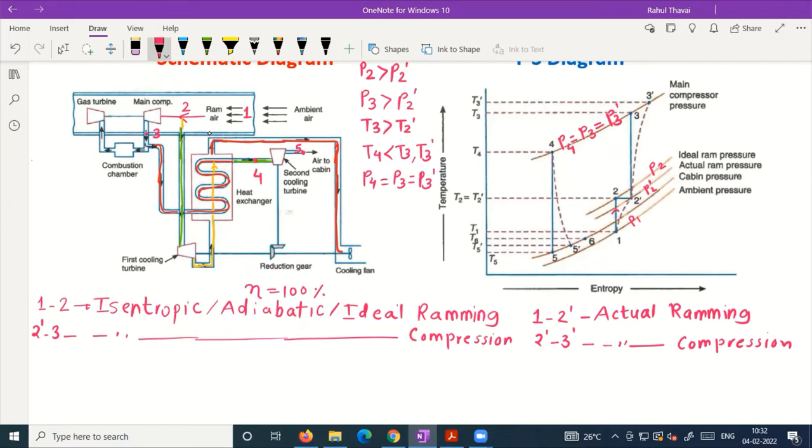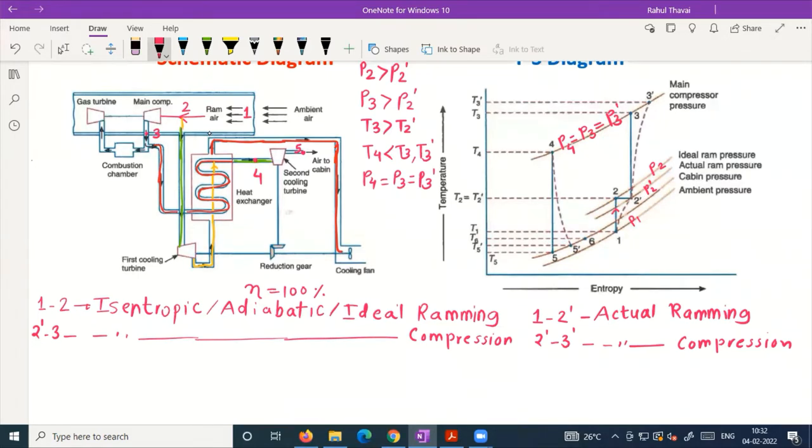Now, all of you know what happens during expansion in a turbine. In a turbine, expansion occurs. As a result, during 4-5 the air gets expanded, and whenever air gets expanded, obviously its temperature decreases. This expansion starts again from point number 4.